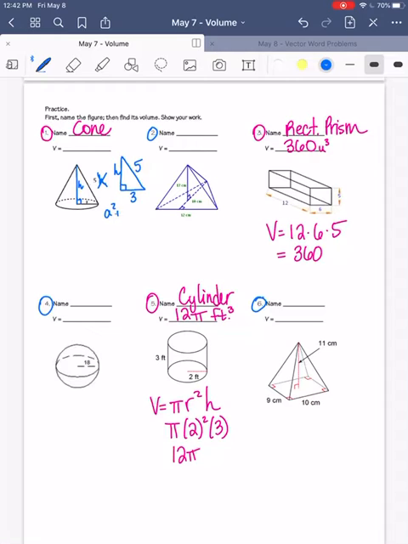So a squared plus 3 squared equals 5 squared. Maybe you might have recognized this as a 3, 4, 5 triangle, but if you didn't, no big deal. Let's work it out. And then subtract the 9. And you get 16, which is a perfect square of 4. Okay, so our height is going to be 4. So now we're going to do volume equals 1/3 pi r squared h.